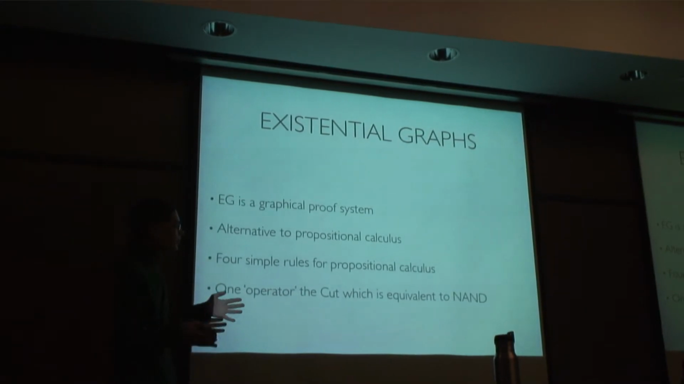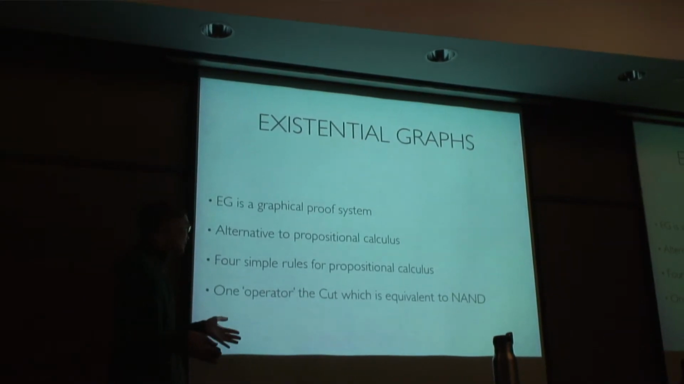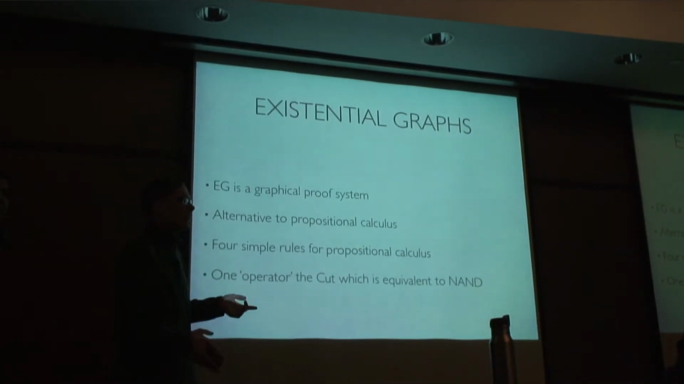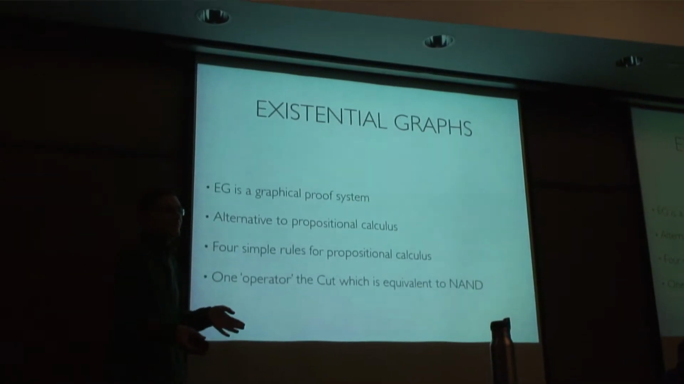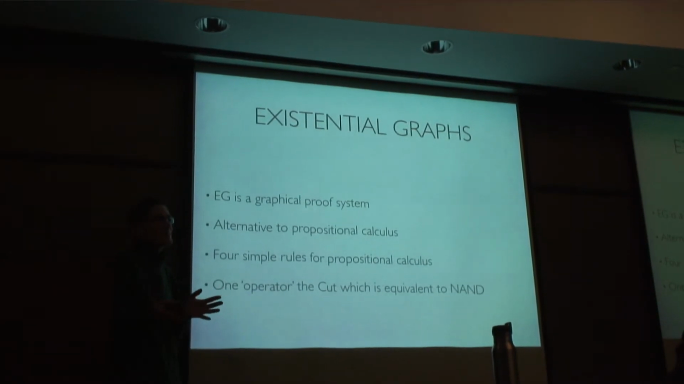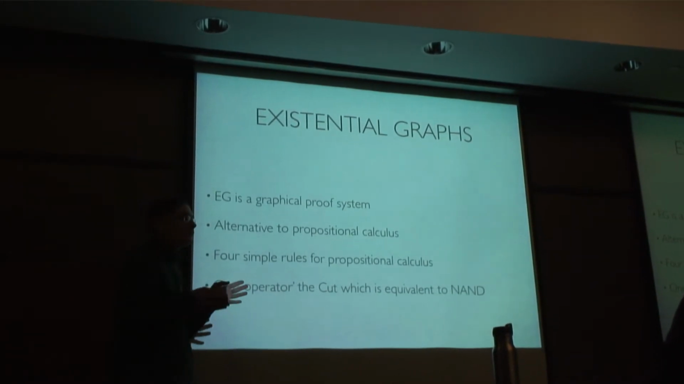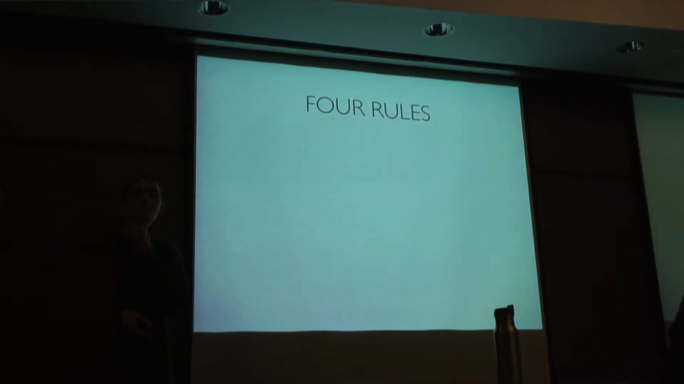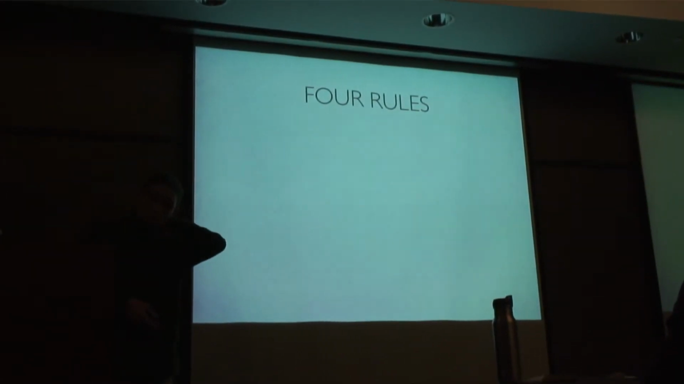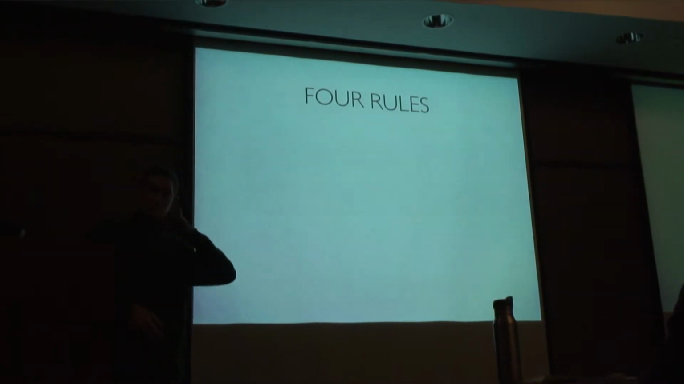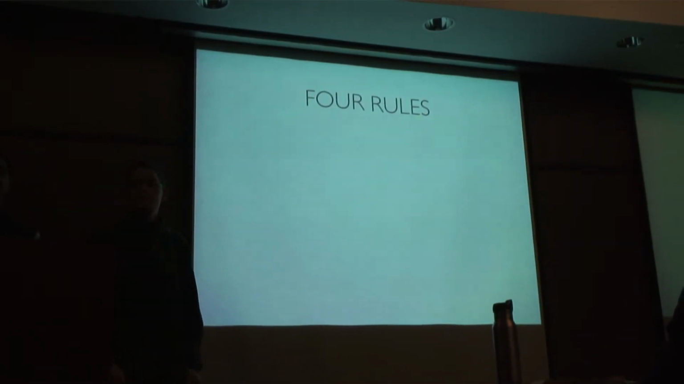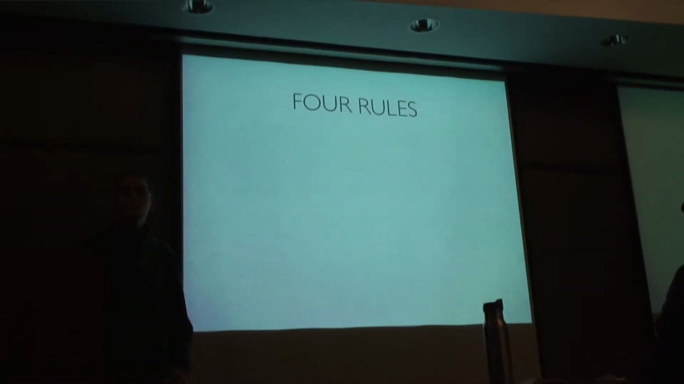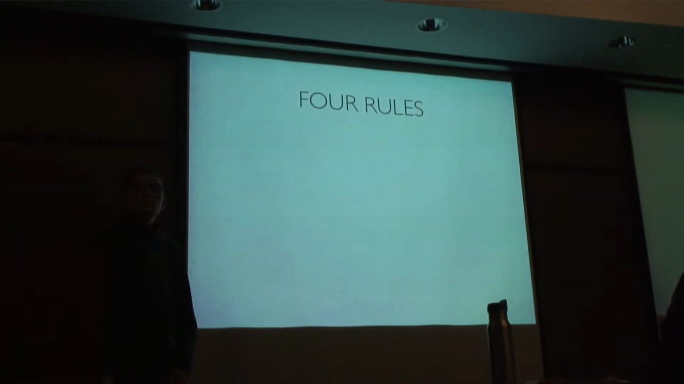There are four simple rules for doing propositional calculus for any sort of proofs, and there's only one operator, which is called the cut, and it's essentially equivalent to NAND, which, since this is theoretically computer science majors, people should know what that means. FOL you can do in one line, right? First order logic. You said FOL and modal, right? Yeah. First order logic, that's the first order logic with the existential and universal quantifier.